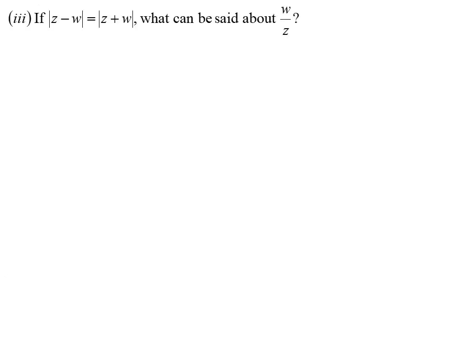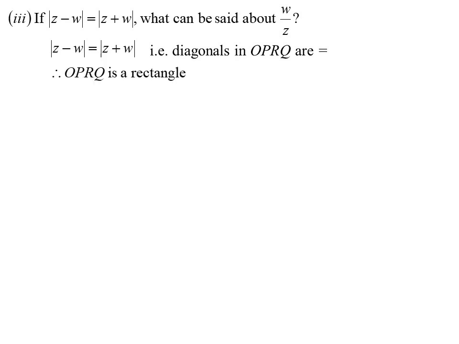Now, they put a condition on it. If the modulus of Z minus W is equal to the modulus of Z plus W, what can be said about W divided by Z? Essentially they're saying those two diagonals are equal in length. So we have to think about a parallelogram where the diagonals are equal in length. We know it's better than just a parallelogram. If those two are equal, then the shape must be a rectangle, because that is the parallelogram where the diagonals are equal. What can be said about W divided by Z then? Well, that means the angle between the two vectors must be 90 degrees, or pi on 2.